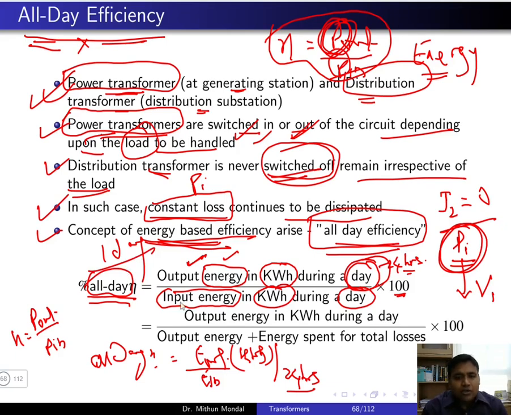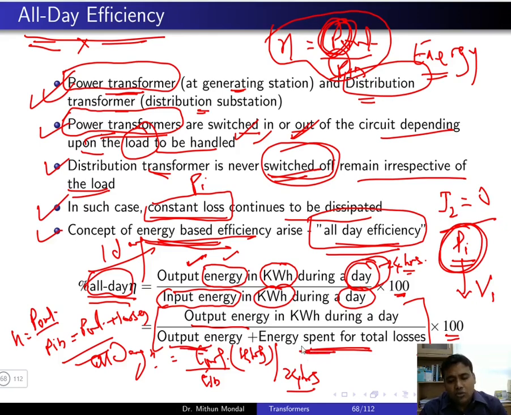Here the same equation can again be written in terms of the losses: output energy divided by output energy plus energy spent for the total losses, into 100. Similarly to the power equation, where you define power output by power input, and you can write the power input is equal to power output plus losses, here also you can write energy output plus the energy spent for the total losses. So this is all day efficiency.